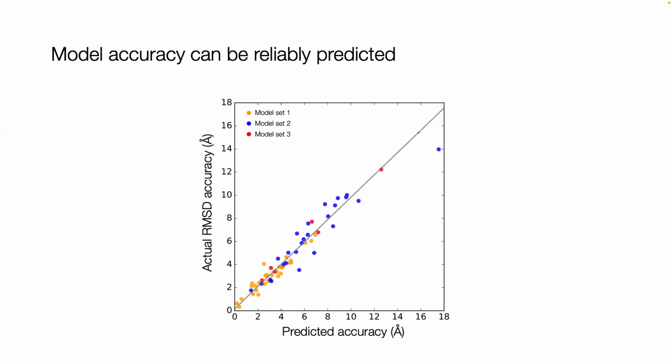The really exciting thing here is that actually we realized that we can really reliably predict the accuracy of these models before we know the true answer. So we're looking here at correlation between our predicted accuracy and the actual RMSD accuracy. And this predicted accuracy we can get directly from the models that we build. And so what that means is we can actually use the models that we built to determine the extent to which we should actually be interpreting these models.